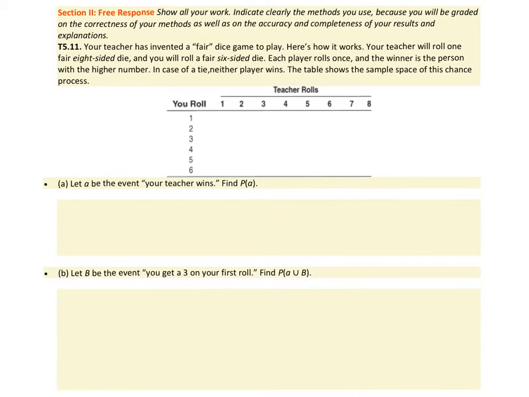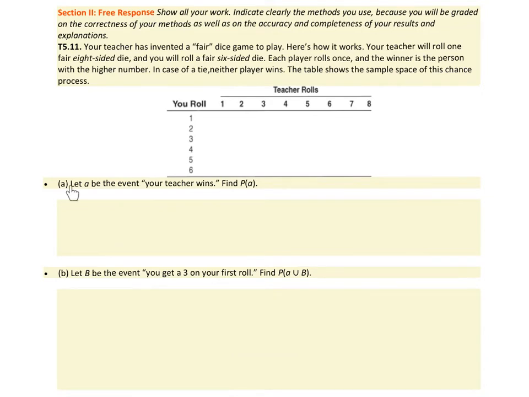First free response, number 11 here. Your teacher has invented a fair dice game to play. Here's how it works. Your teacher will roll one fair 8-sided die, and you will roll a fair 6-sided die. Each player rolls once, and the winner is the person with the higher number. In case of a tie, neither player wins. The table here shows a sample space of this chance. So we have 8, we have 6, we have 48 options.